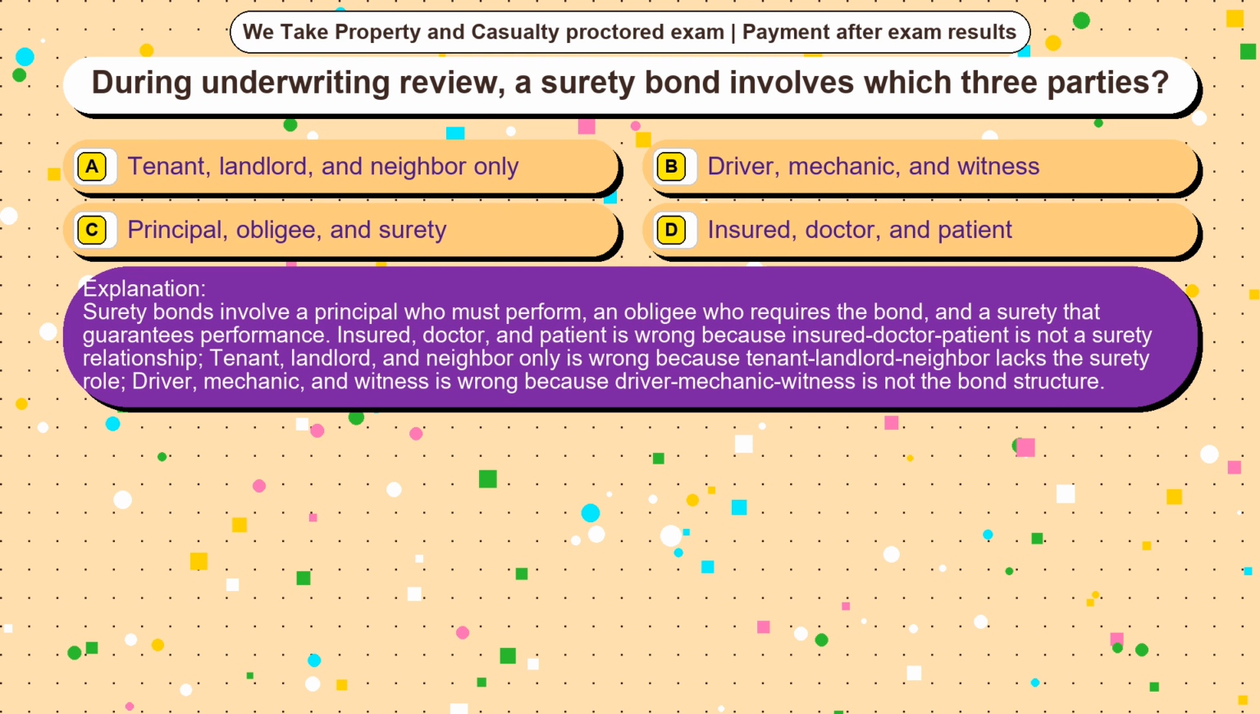Insured, doctor, and patient is wrong because insured doctor-patient is not a surety relationship. Tenant, landlord, and neighbor only is wrong because tenant, landlord, neighbor lacks the surety role. Driver, mechanic, and witness is wrong because driver, mechanic, witness is not the bond structure.